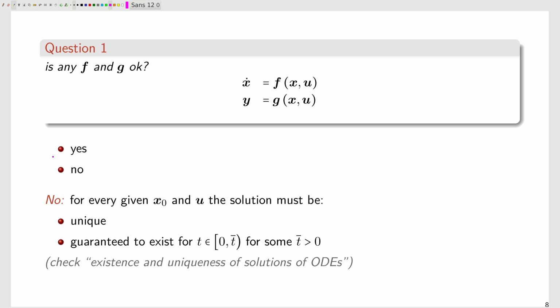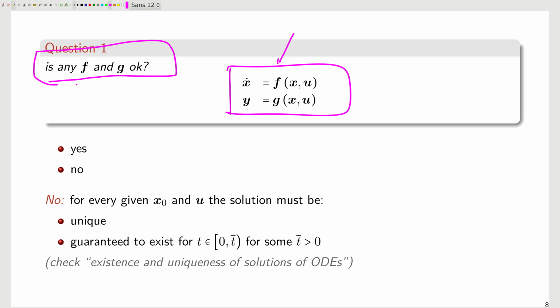What is the problem? Sorry, of course, I did a silly thing, which is not reading the question, but anyway, it's okay. I will fix it on the website. We can't use any type of f and g for writing state space representations, because we must guarantee that there exists a solution and it's unique.